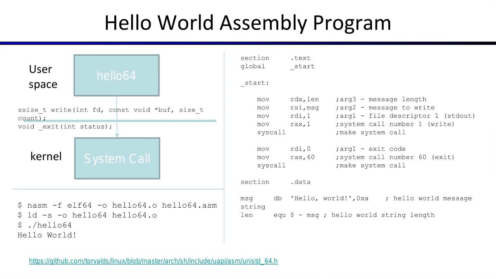As we talked about system calls, the user space is where Hello 64 will run. Hello 64 is going to make a system call. It wants to write Hello World to the standard output on your screen. And to do that, it needs to make a kernel system call. It is going to make the write system call for that. At the end of the program, it also wants to exit the program. So it will make a second system call at that point, which is the exit system call. The exit system call will exit the process.